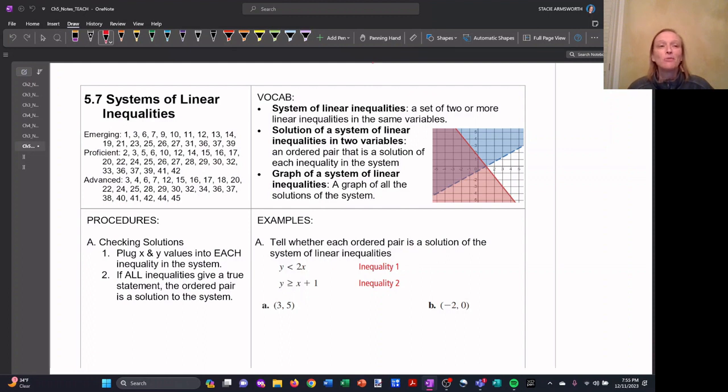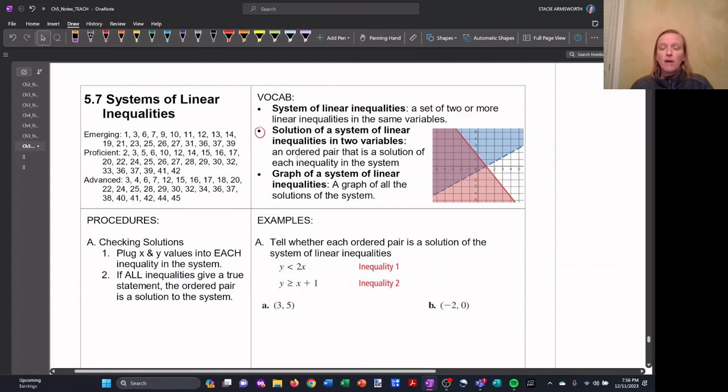Hi, folks. Today we're going to learn about systems of linear inequalities. And just like systems of equations, here we're going to have one or more inequalities using the same variables. And we'll want to find a solution that works for every single inequality in the system. So, what does it mean to be a solution of a system of linear inequalities? It's just any ordered pair that is a solution to each inequality in the system.